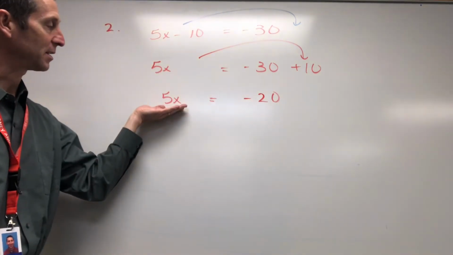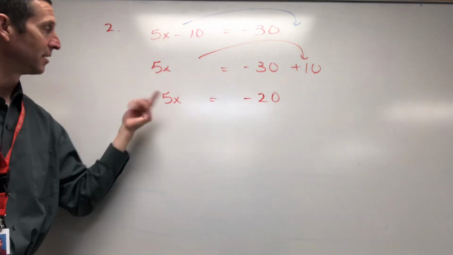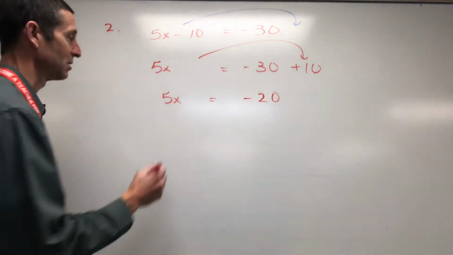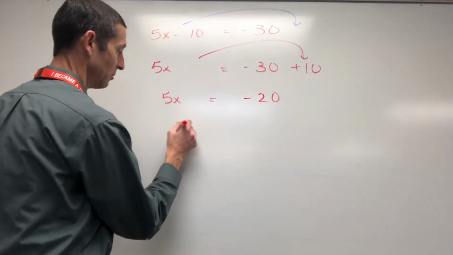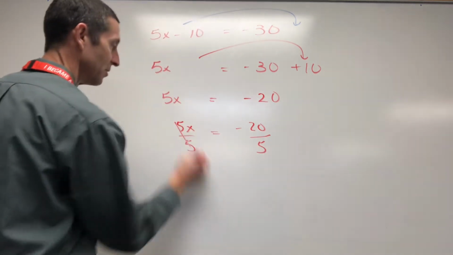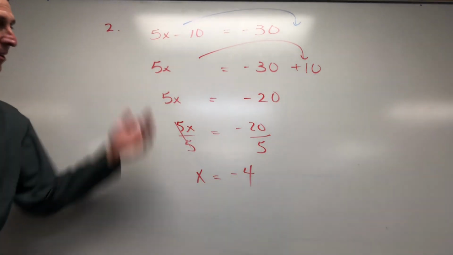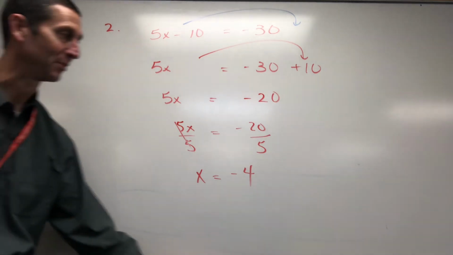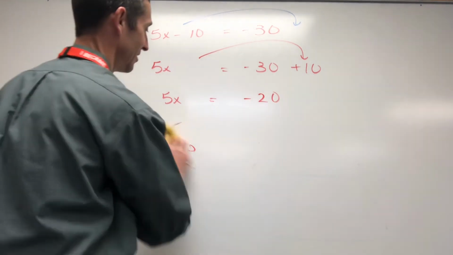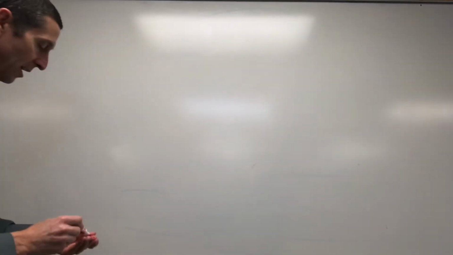You've got the 5x by itself, the negative 20 is over here. All we got to do is get rid of the 5. The 5 has been multiplied, so we just divide it. So we run 5x divided by 5. They cancel out. X is equal to negative 4. Right. I got this, Mr. Porter. I'm feeling good. Okay, 2 down. Let's do a third example.